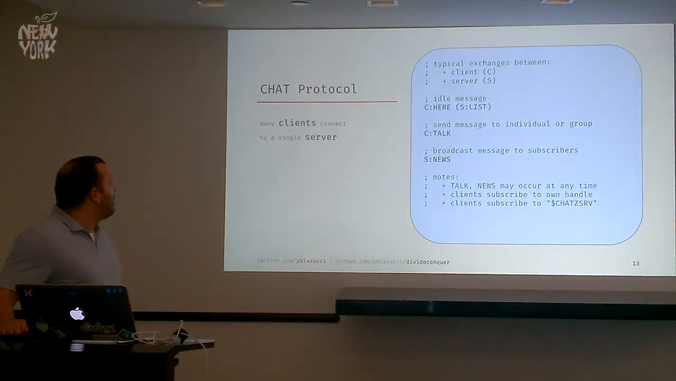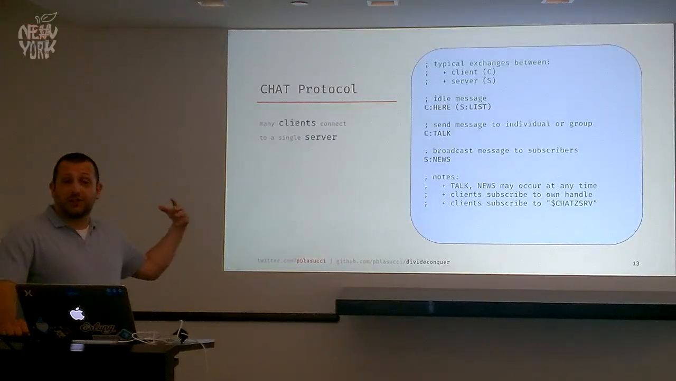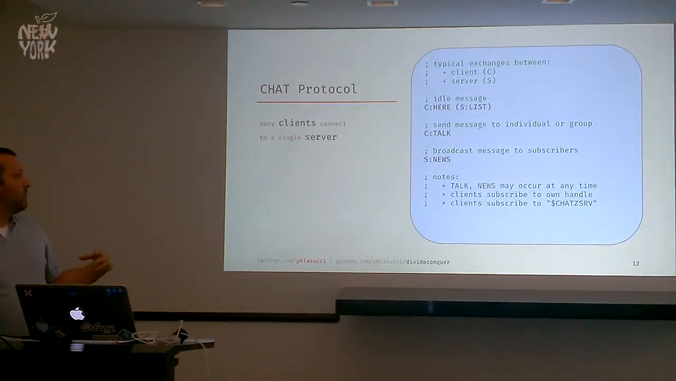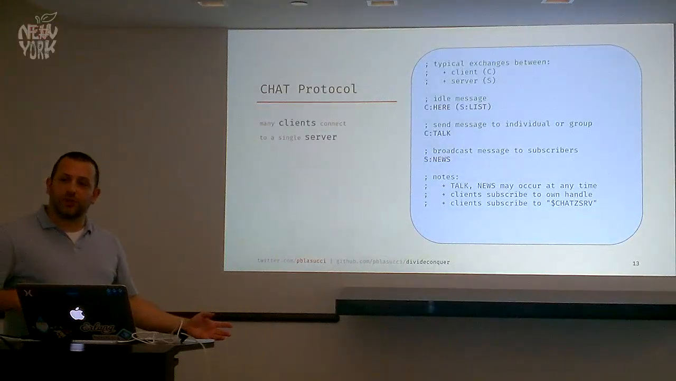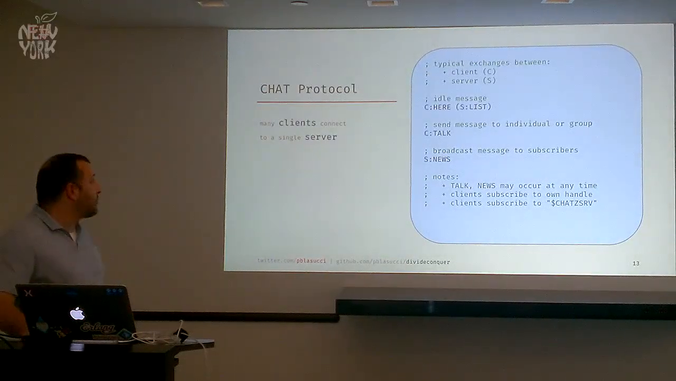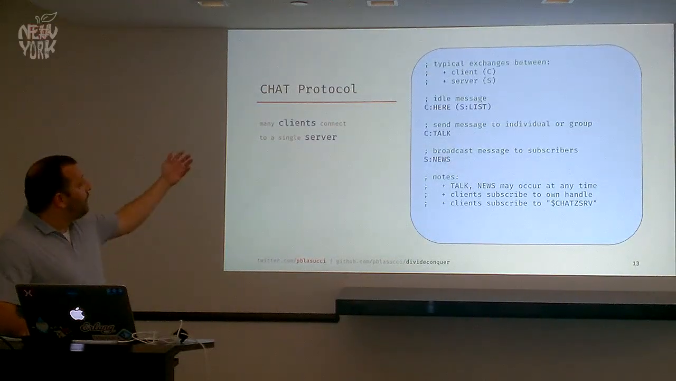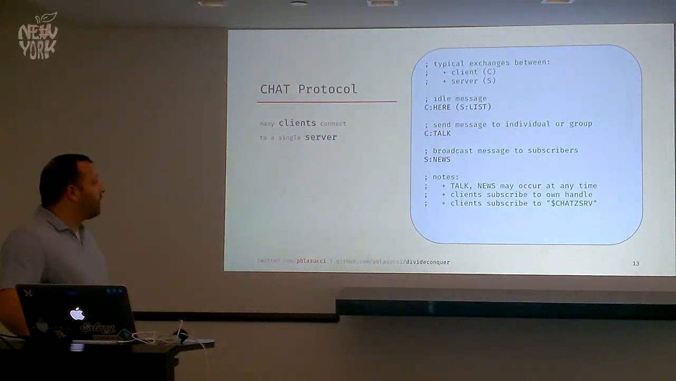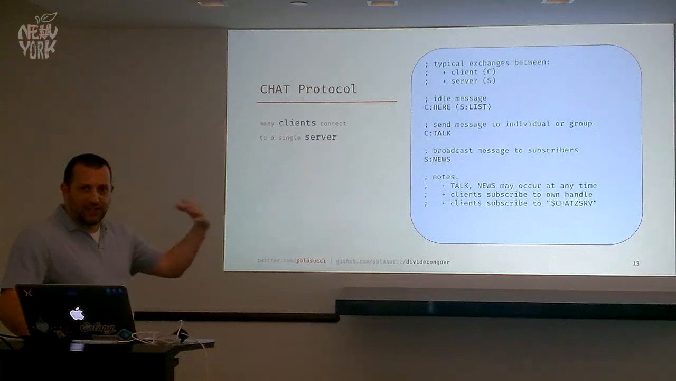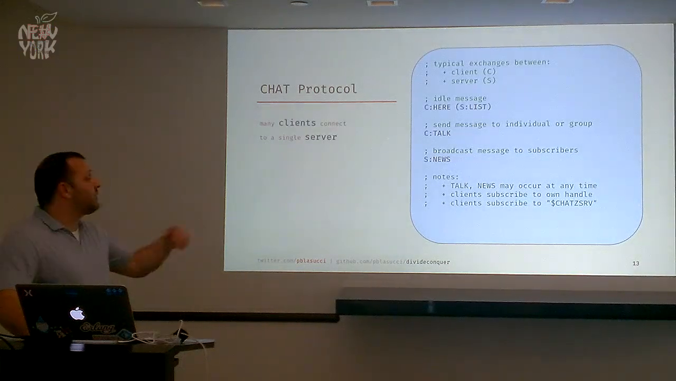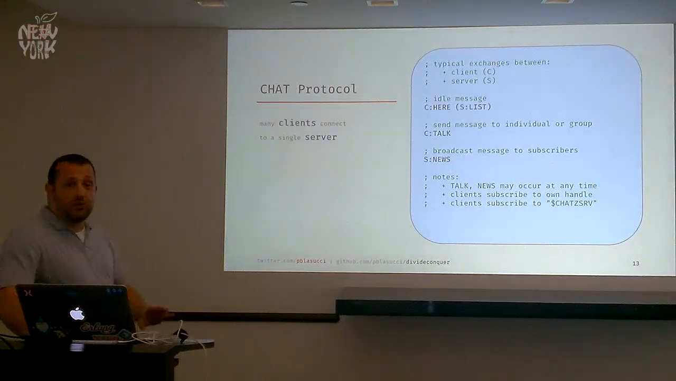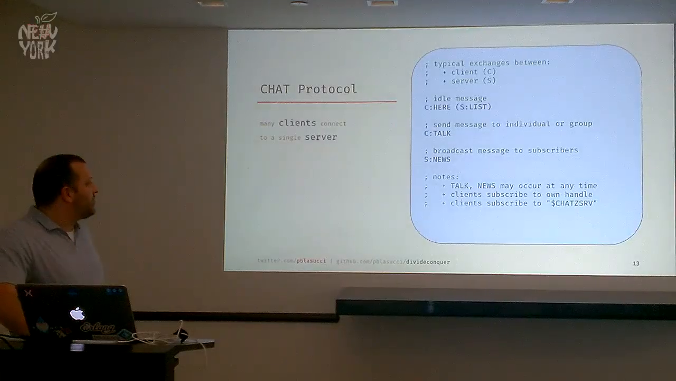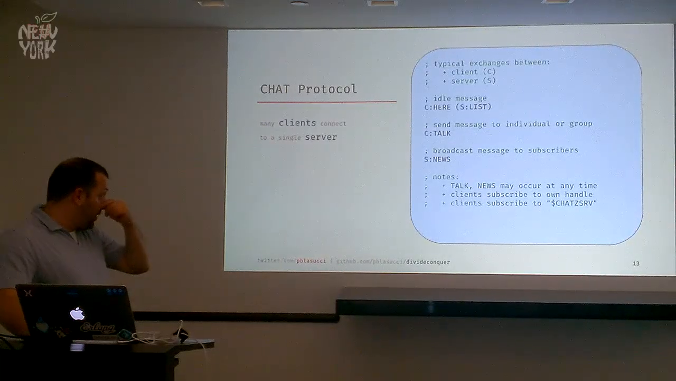I wanted one and I couldn't come up with one, but the point is it's many clients connecting to a single server, so we're going to use dealers to connect to a router. We're also going to use publishers, a publisher with many subscribers connected to it. A typical flow might be a client sends a here message, a server responds back with an acknowledgement, or a client sends a talk message to the server, or the server broadcasts a news message to clients. And we have some notes here about our protocol.